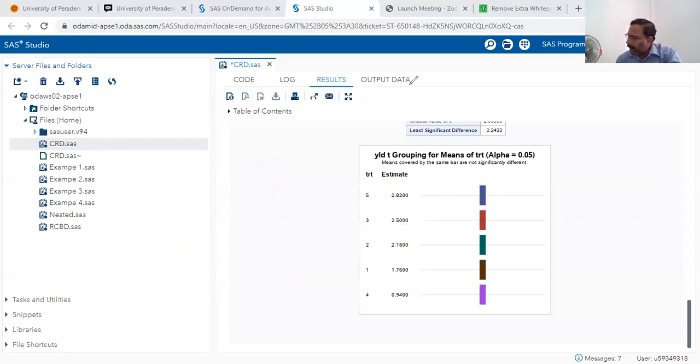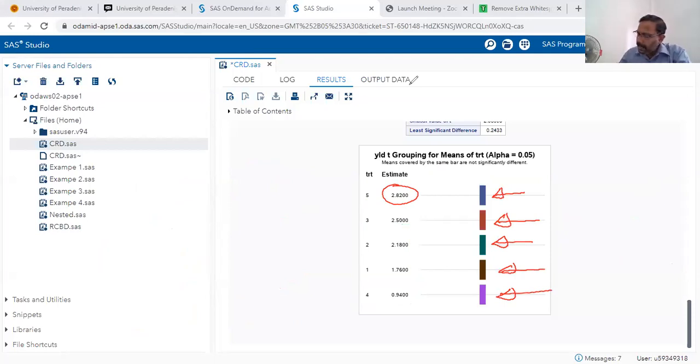The other way, you see the colors. This treatment mean is having one color. This treatment mean is having another color. This one is having another color, and this one is. All are having different colors. That means all are different.